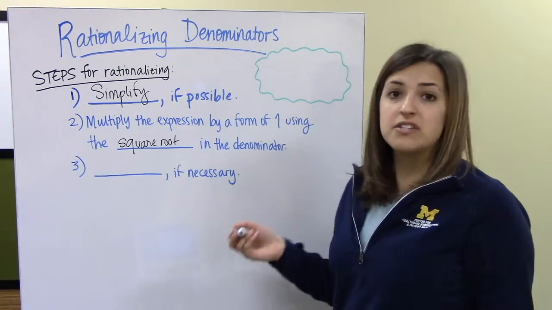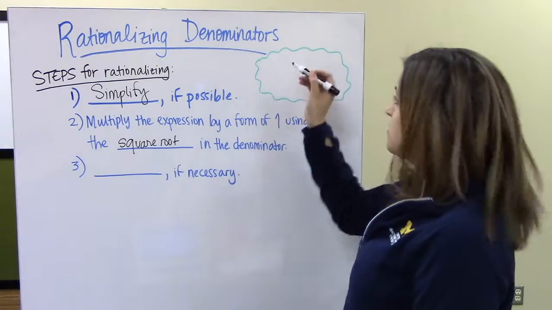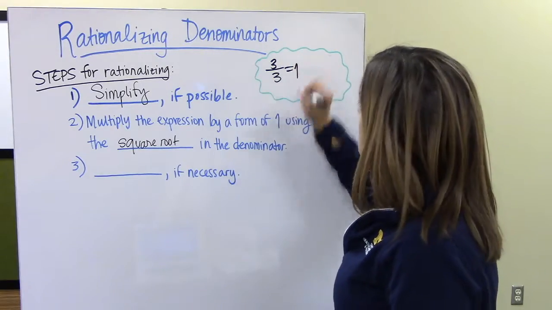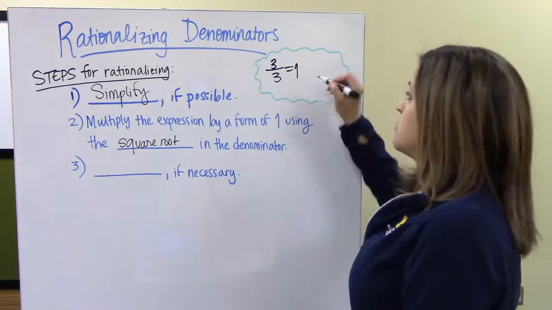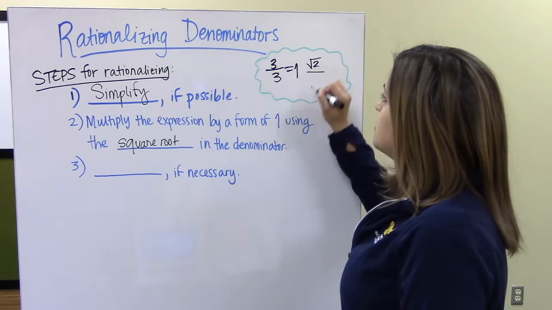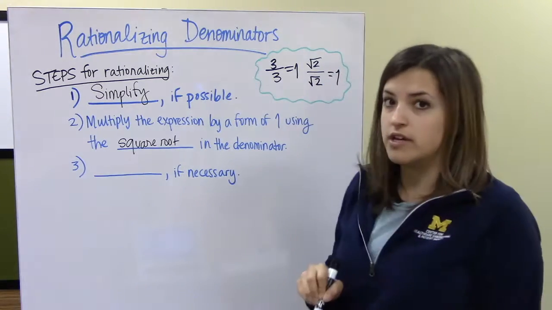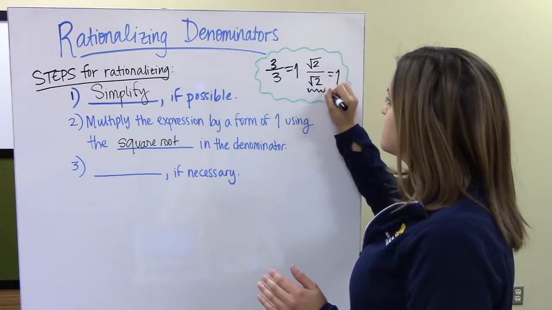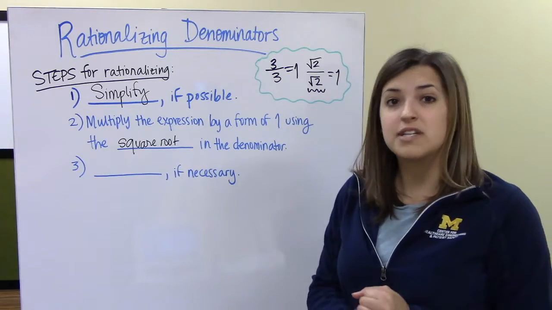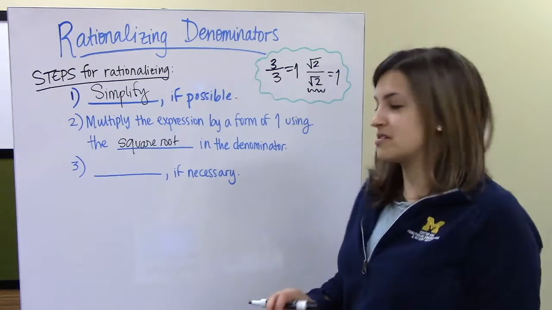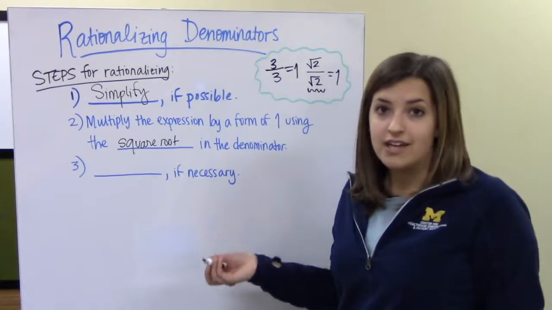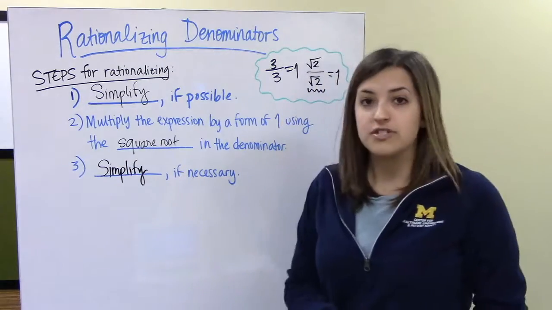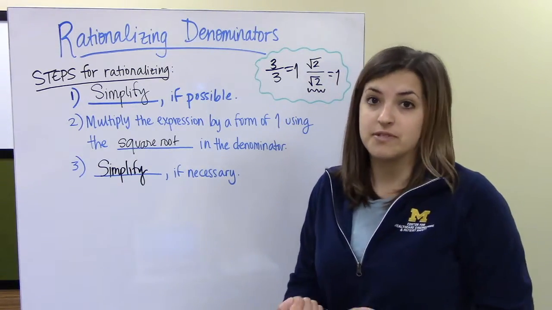Well, we know anything divided by itself equals 1, right? Like 3 divided by 3. 3 goes into 3 one time, so this equals 1. So we could hypothetically do this with square roots, like square root of 2 divided by square root of 2 equals 1. So we're going to multiply our radical expressions by something like this, and it won't change the expression at all because we're really just multiplying by 1. The third step is to simplify again, if necessary, because we always want our end result to be in simplest form. All right, let's do some examples.